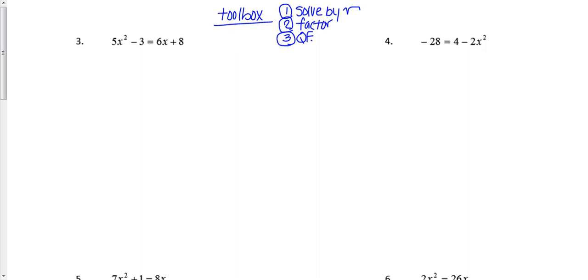So for number 3, as soon as I look at number 3, I see a middle term. So as soon as I see an x term, I know that solving by square roots is off the table. We're either going to be able to factor or do the quadratic formula. So before I do that, what does this have to be set equal to? I know that before I do anything else, this has to be set equal to 0. So I will subtract 6x and subtract 8 at the same time.